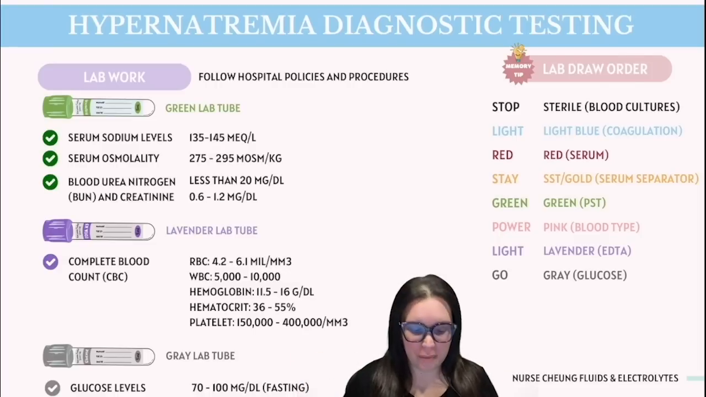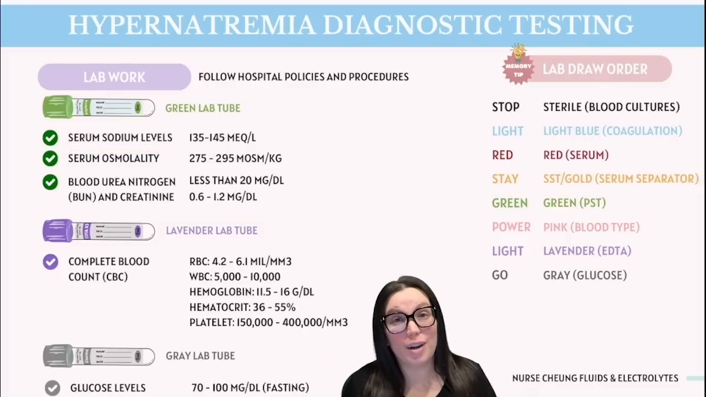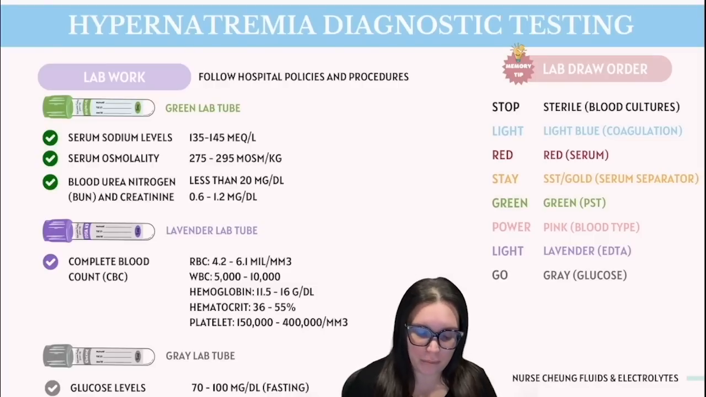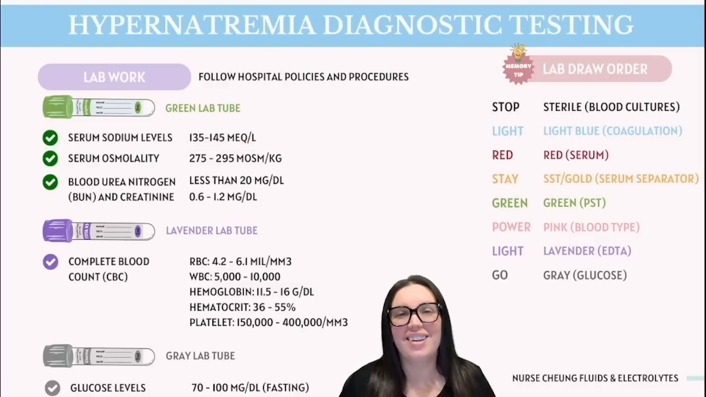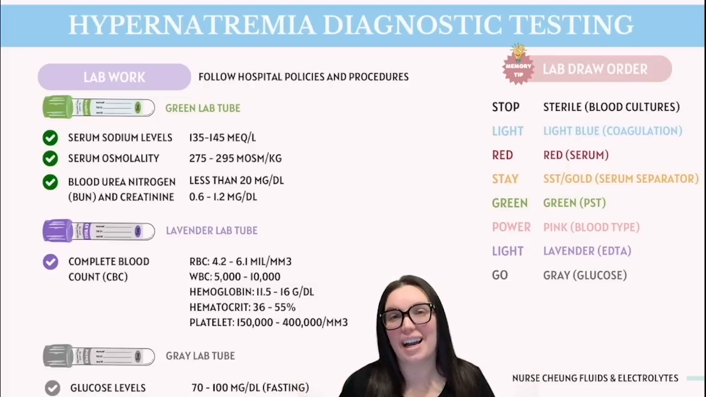So first up, we're going to be looking at specific labs when it comes to our green tube. We're going to start with serum sodium levels because that's going to directly tell us how much sodium is floating around inside of our bloodstream. Like I mentioned before, a normal sodium level should be between 135 and 145. Anything above 145 means we're looking at hypernatremia.